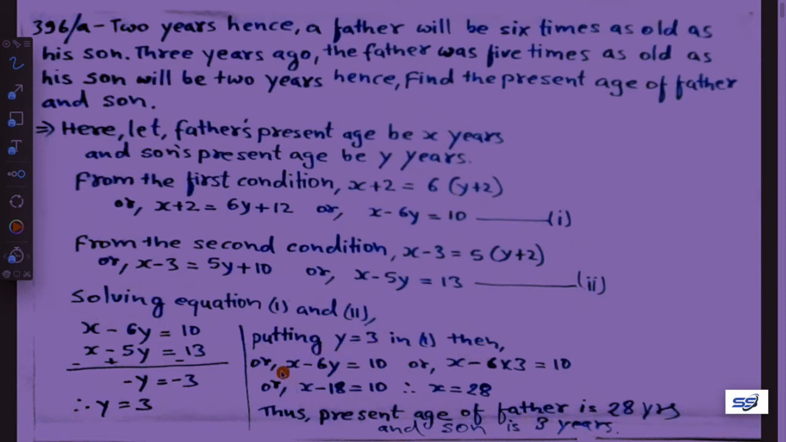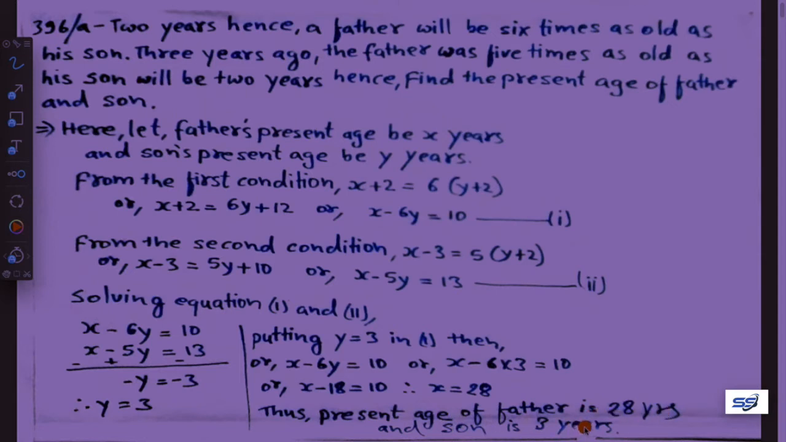Putting the value of y in equation 1, x - 6y = 10, or x - 6 into 3 = 10. Here 6 into 3 is 18, or x - 18 = 10. Therefore x = 28. The present age of father is 28 years and son is 3 years.